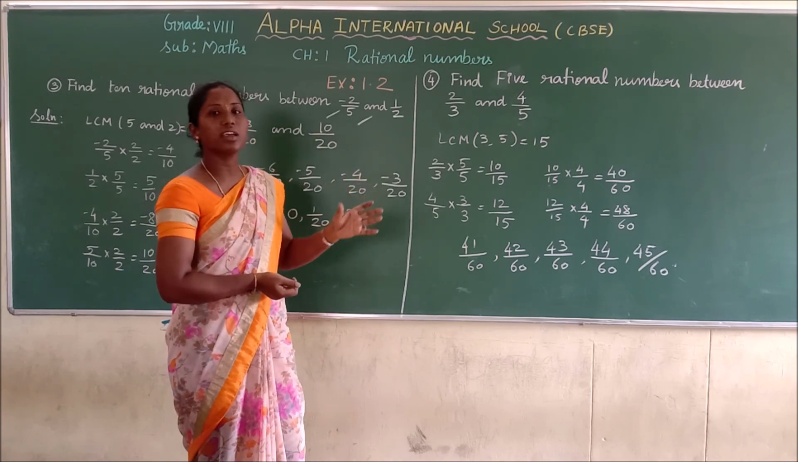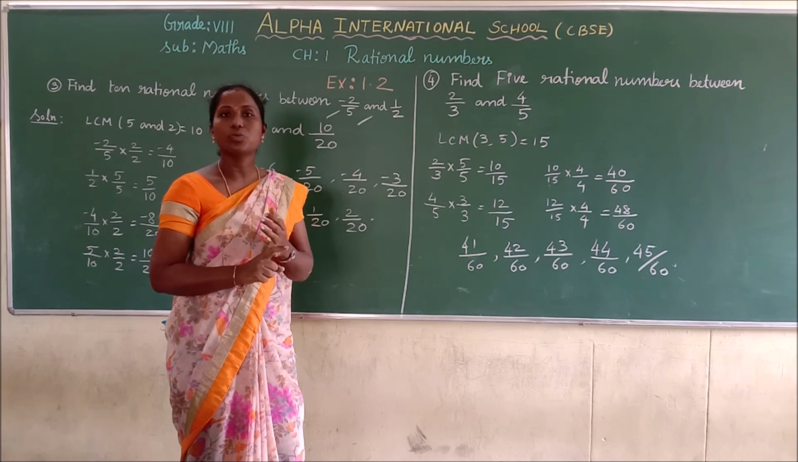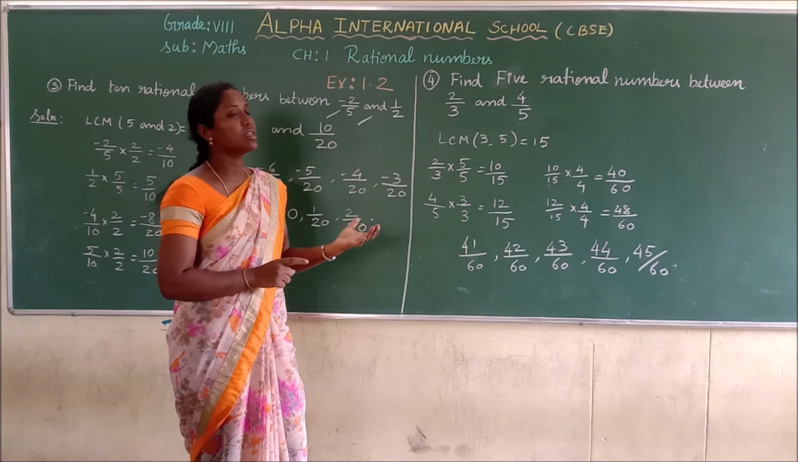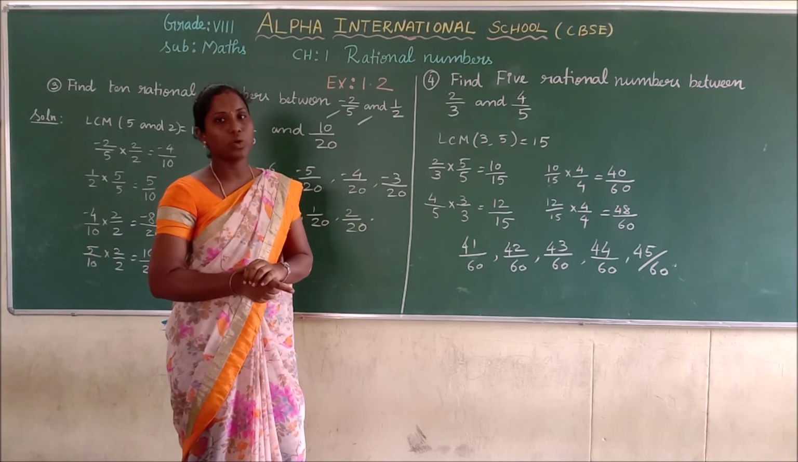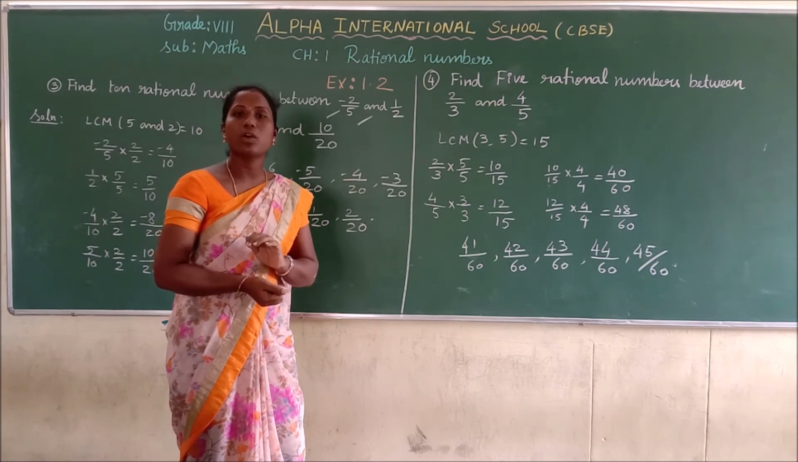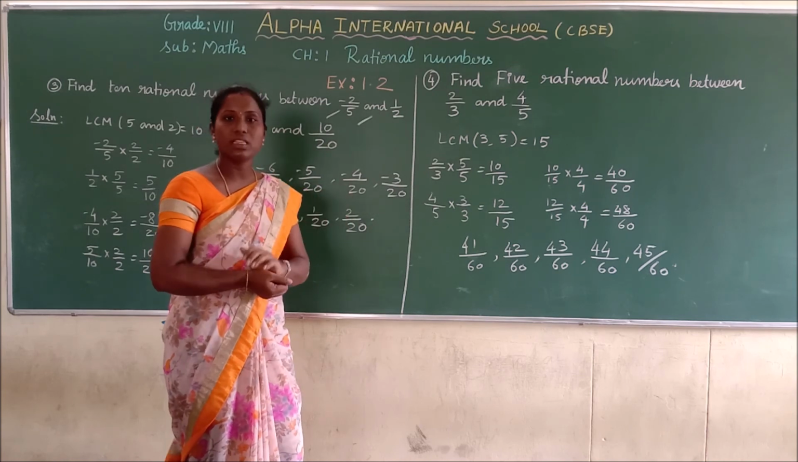In the second exercise, we have discussed 2 concepts. One is how to plot a rational number on the number line, and the next concept is how to find a rational number between 2 given rational numbers. Based on these 2 concepts we discussed today, you will be getting your assignment problem. Do that assignment based on the method we solved.